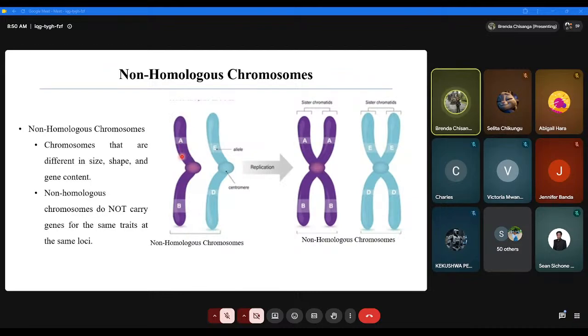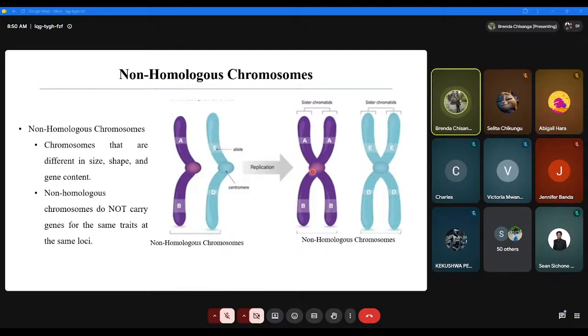An example: A could mean the height of a plant. And at this same position here, maybe this one is carrying a gene for pod color. Color and height are two different traits, and on both chromosomes they're sitting at different positions. So these are referred to as non-homologous chromosomes.